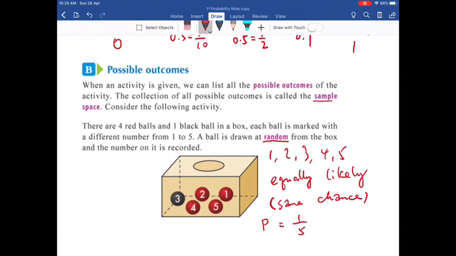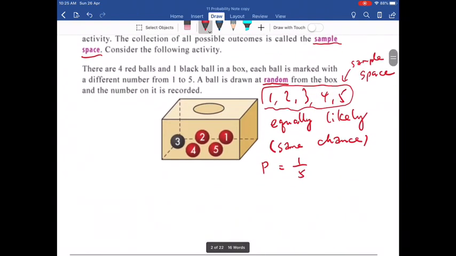And then what is the sample space? That is all the samples. All the samples together are called the sample space. This is the sample space. And now we look at some more.